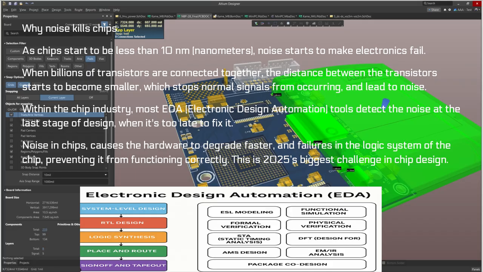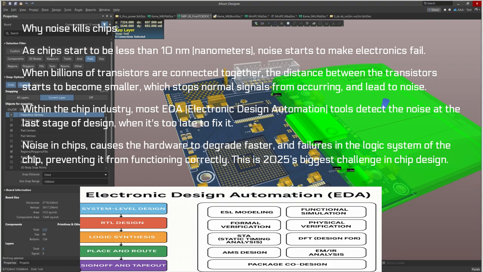Within the chip industry, current EDA tools, electronic design automation tools, can detect the noise, but when it's too late, essentially at the very last stage of the design process. And by that point, you can't really fix the noise. The chips have to be decomposed by this point. Thrown away.